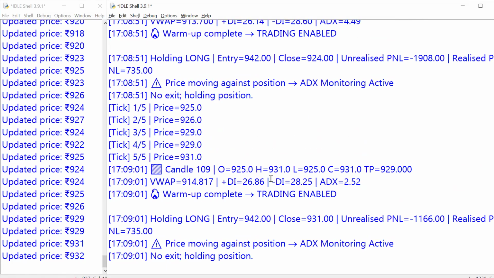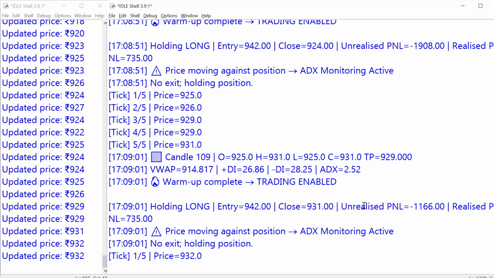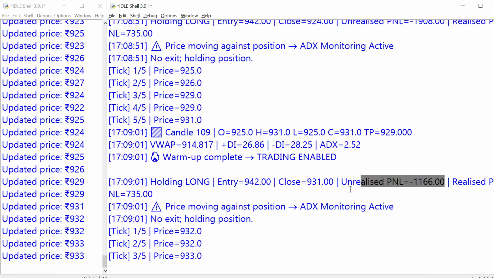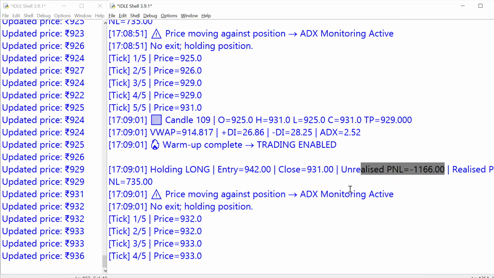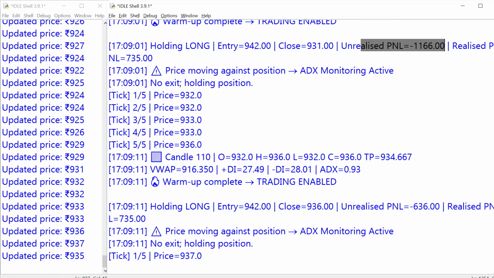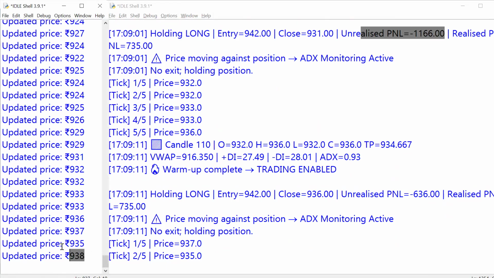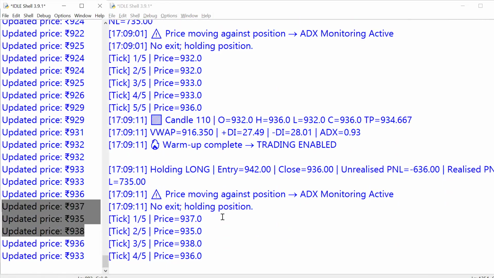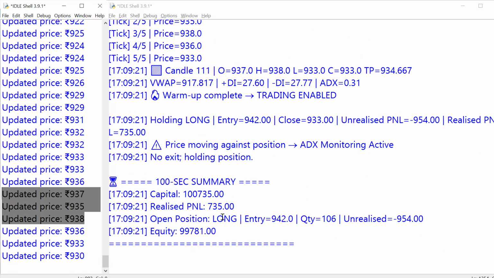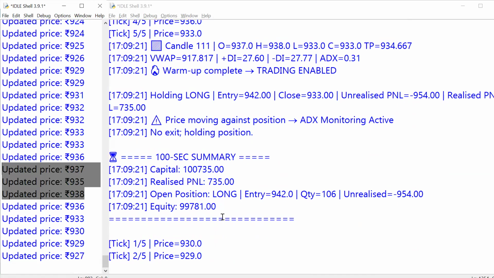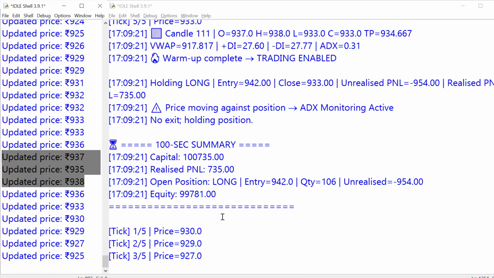Okay, the price is again coming up. We have almost minimized the loss. Still ADX says hold the position, hold the position. See, we are back to our nearest value of 942. See the beauty of the recording. I was doing it just in a live environment.